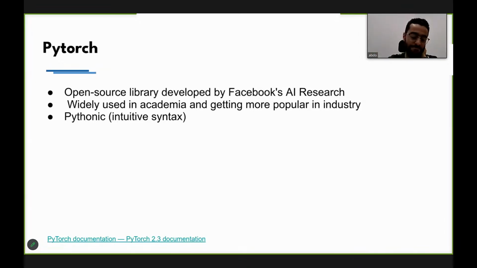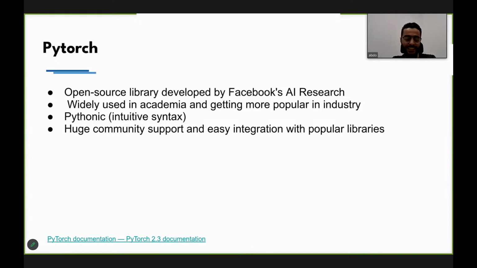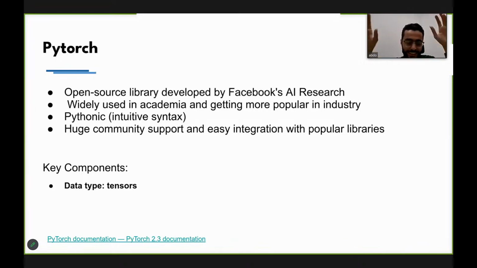So yeah, it's still a feature. It's Pythonic. It has intuitive syntax. It looks like Python code. And it has huge community support, and it can be easily integrated with a lot of popular libraries. So the key components we're going to talk about: first, the data type of your PyTorch variables are tensors. Tensors are basically NumPy arrays, but for GPUs. It behaves very similarly to a NumPy array, but it can be used with GPUs. So that's why we use tensors.